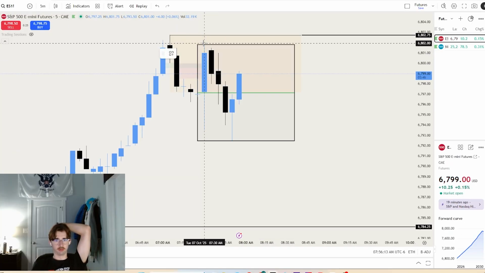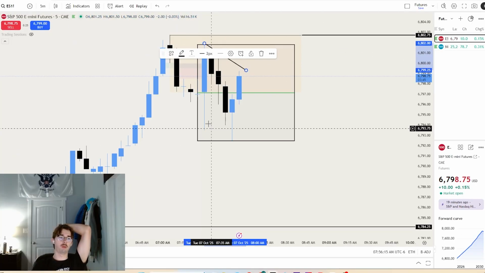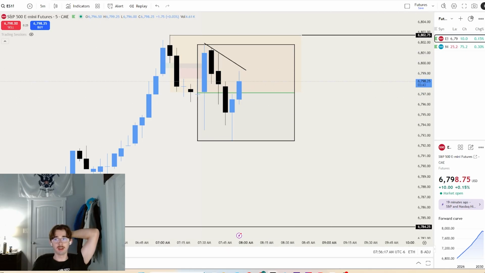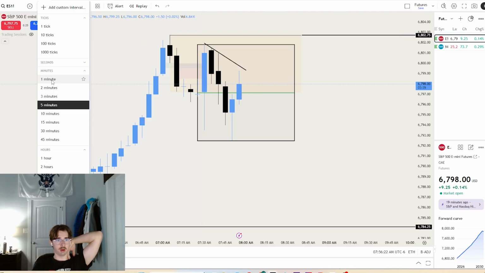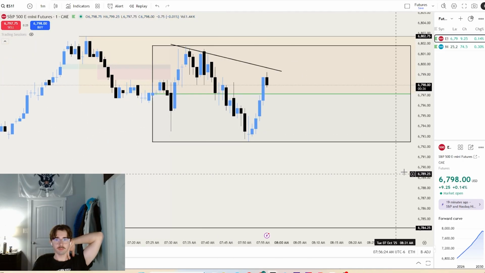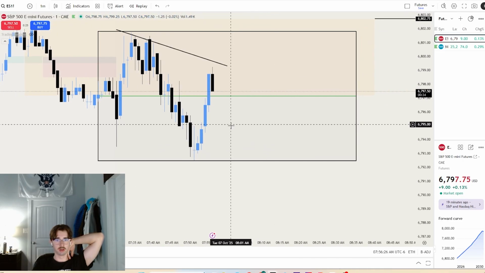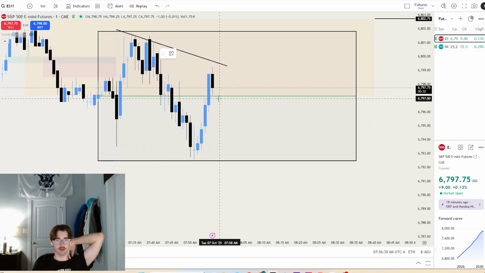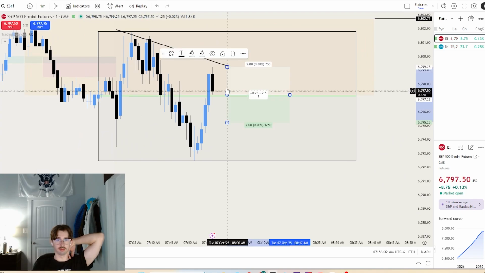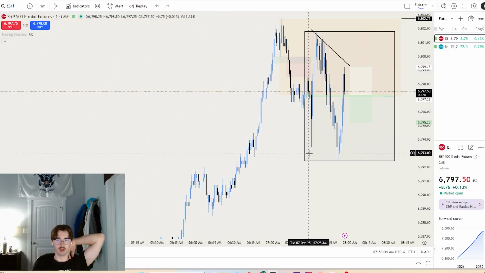SMT formed, which is beautiful. That's what we want to see. Now ES is leading, so we're looking to take the trade on ES. We'll pop to the 1 minute. Look for execution out of this price zone. That's really it. That's really all there is to it.